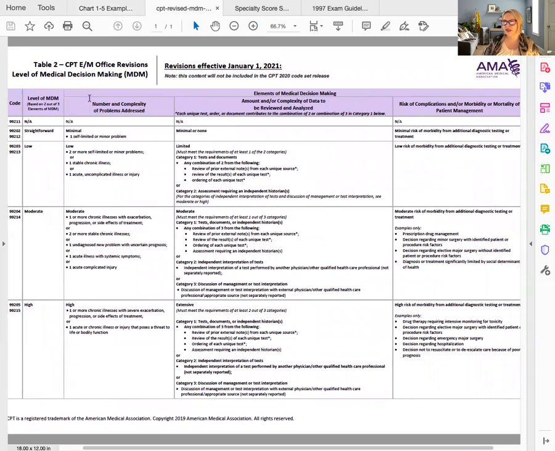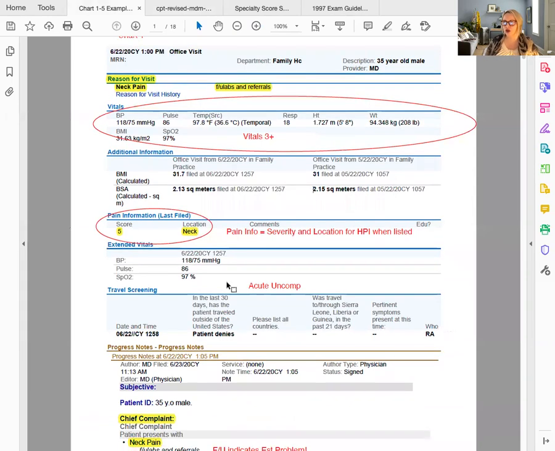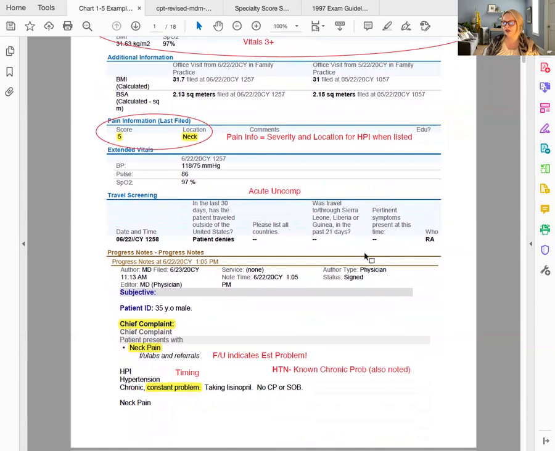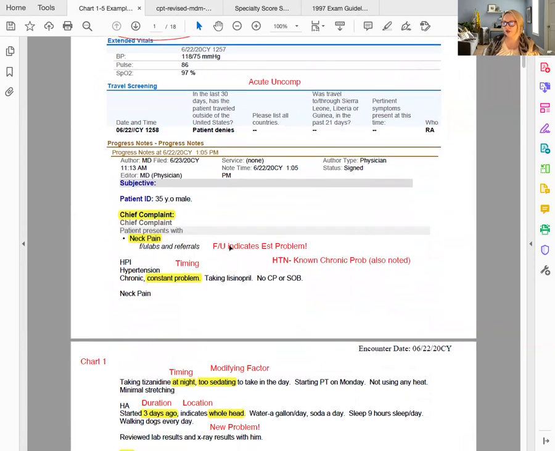So the first thing I want to say is, what are the number and complexities of the problems addressed? So I'm going to read through here and I'm going to see all the information I've highlighted for chart number 1. First, I see that we have information. They're addressing a neck pain, which is a previous visit. There's a severity of 5 that's listed. There's a notation here that I've made of acute uncomplicated. We can see here that it's an established problem.